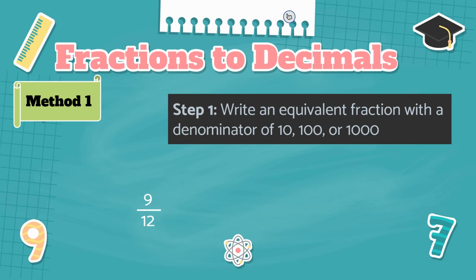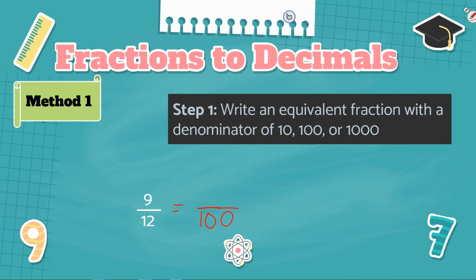So if I have 9/12 here, let's start with the first number it could have as a denominator, which is 10. What can I do to 12 to get the answer of 10? Nothing, right? You can't divide by anything to get to 10. So that is not going to work. But we can move on to the next number.